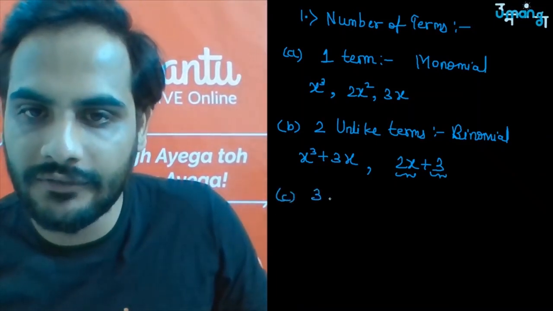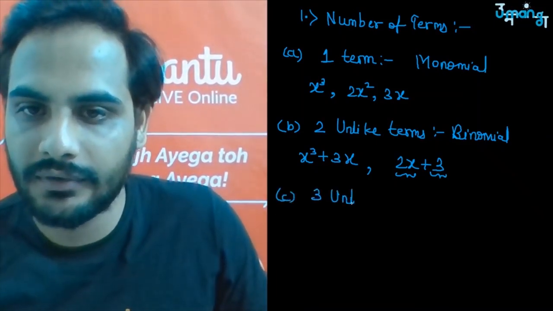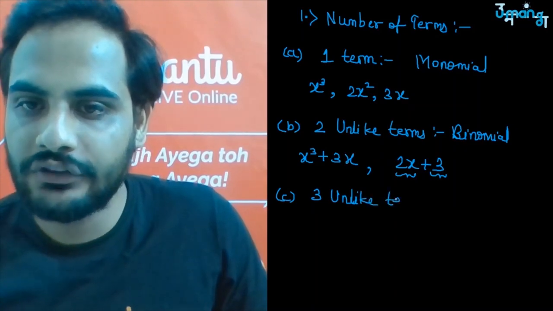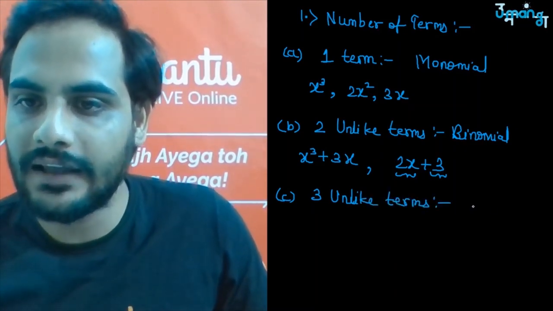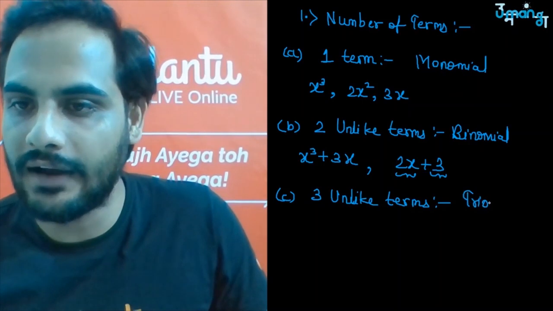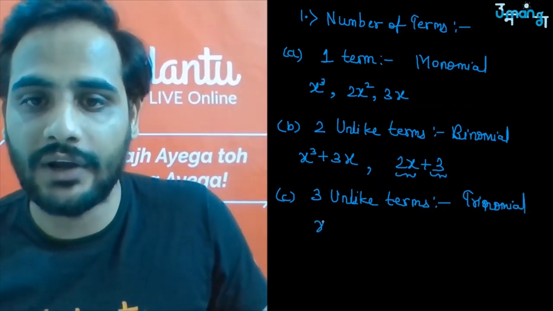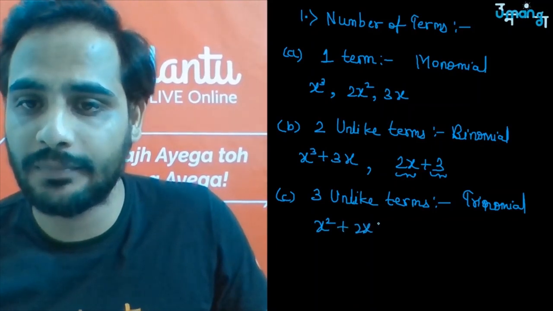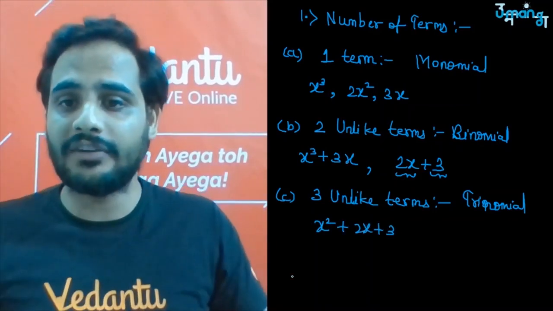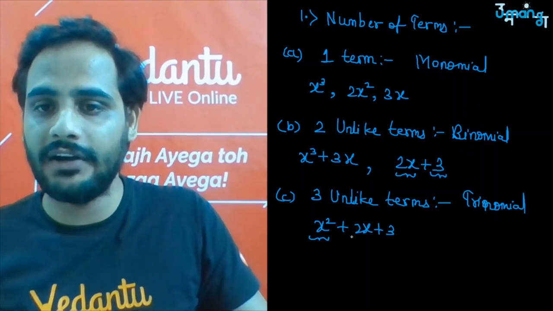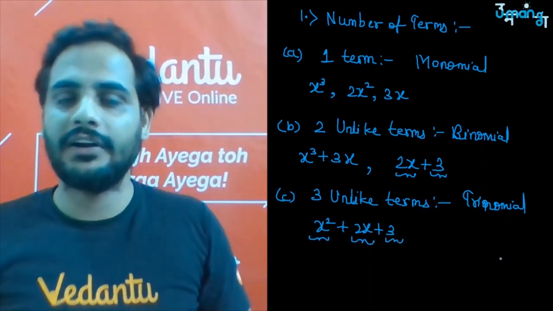Third, if there are three unlike terms, then it will be called a trinomial. For example, x square plus 2x plus 3. You cannot add or subtract these terms. All three are different. So it will be an example of a trinomial.